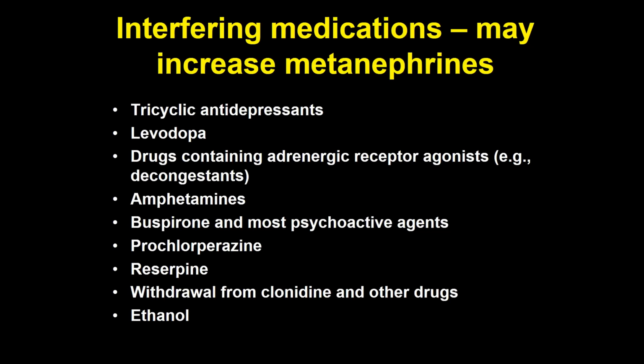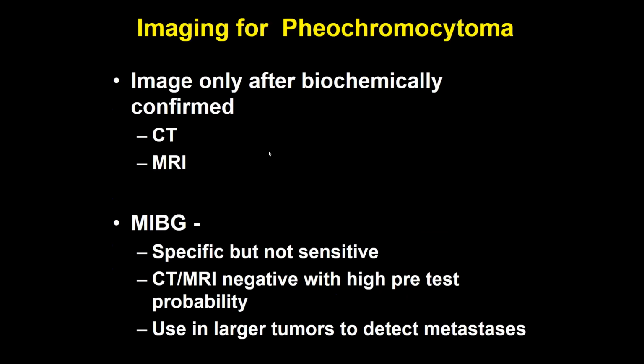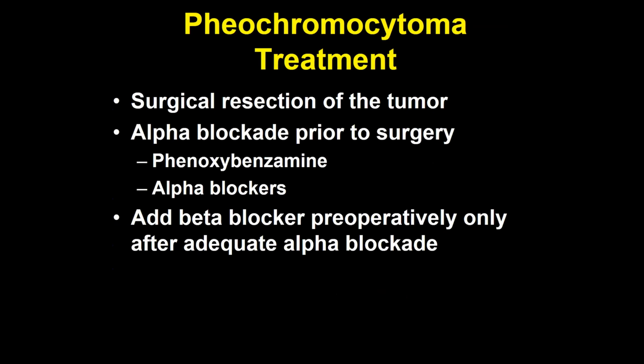A few of these can result in this effect. And then moving on in terms of imaging, once we biochemically confirm the diagnosis, we tend to move to CT or MRI. And following that, MIBG, which is very specific for pheo, but less sensitive. So we tend to do that after the initial imaging, and it can be particularly useful in large tumors if we're concerned of metastatic disease, so metastatic pheochromocytoma.